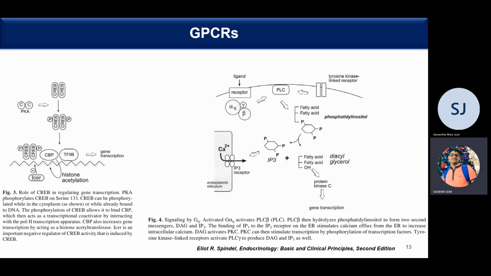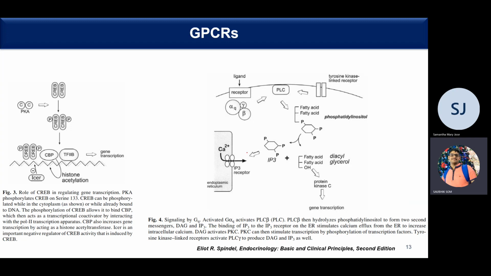Now I'll come to also tyrosine kinase receptor. So as you see in the next slides, the receptor tyrosine kinase also activates PLC gamma. This kind of gives you a flavor of how signaling crosstalks or how the different hormones crosstalk with each other in the cellular milieu. So then the phosphatidyl inositol, the fatty acid, is cleaved to IP3 and DAG, diacylglycerol, and this IP3 and this diacylglycerol binds to protein kinase C to activate gene transcription.